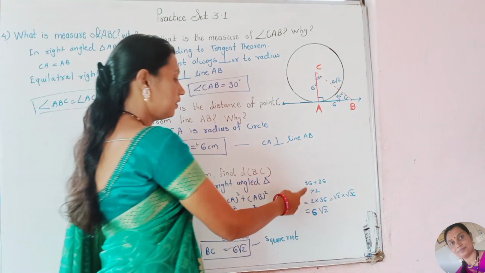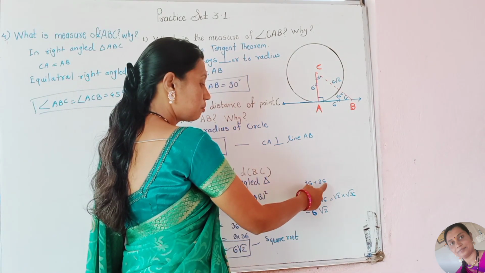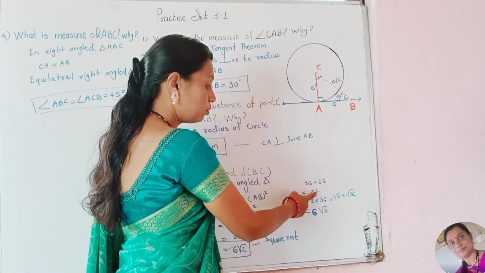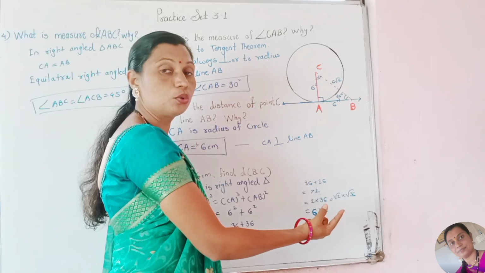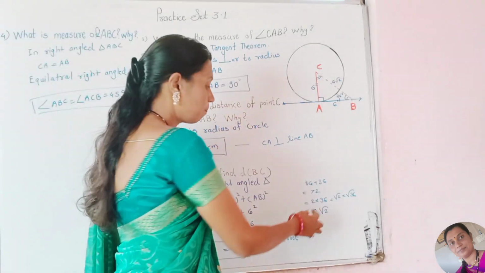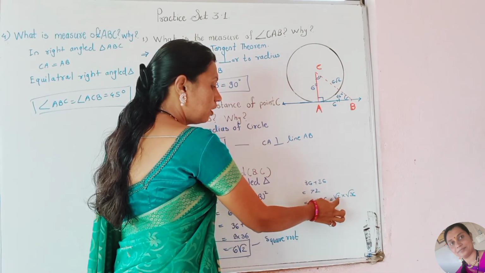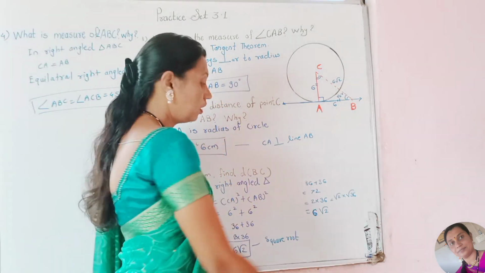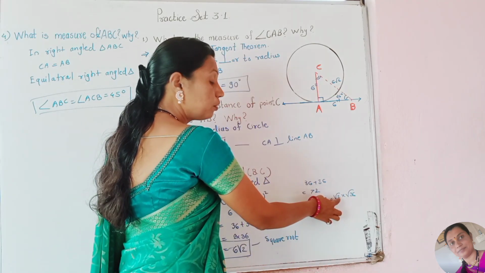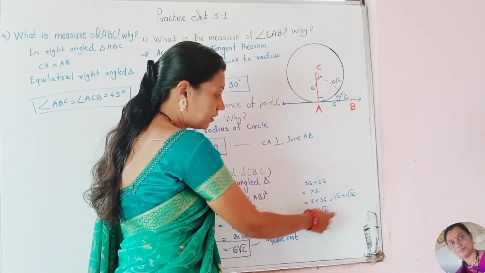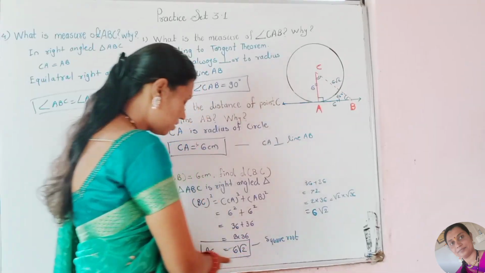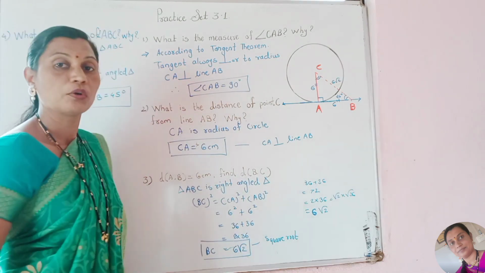See here, I am writing this method again: 36 plus 36 is 72. 72 is factorized into 2 into 36 because we have to convert it into the simplest form. Then we find the square root: square root of 2 into square root of 36. We don't know the square root of 2, but the square root of 36 we know as 6. Therefore the distance of BC is 6 root 2.